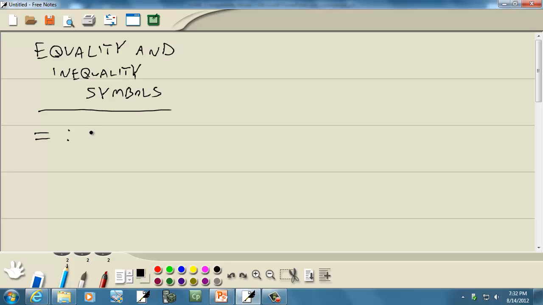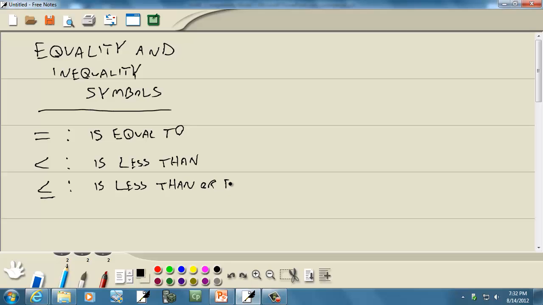This is the equals. So this says is equal to. This symbol right here is less than. This same symbol with the line underneath it is less than or equal to. This one is a greater than. And this one is greater than or equal to.